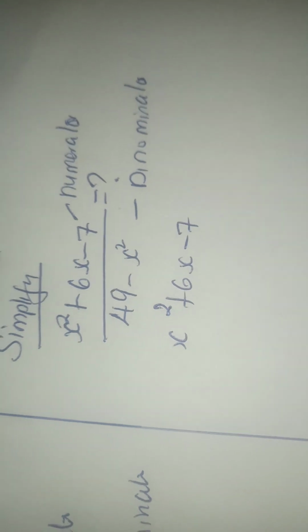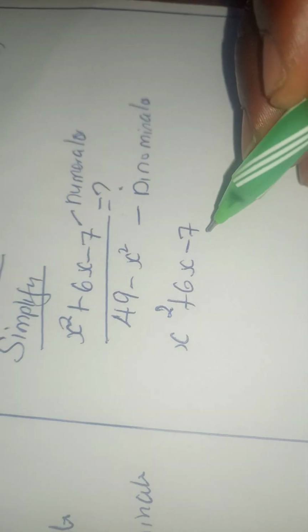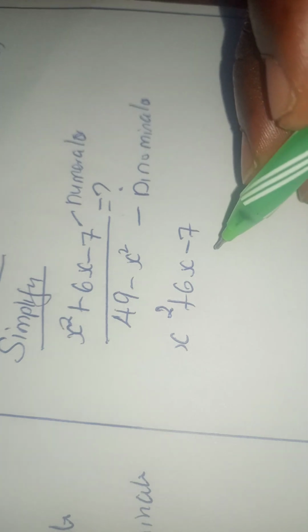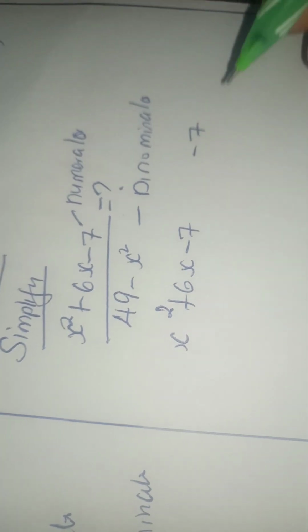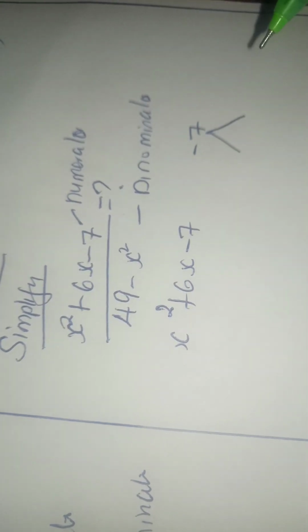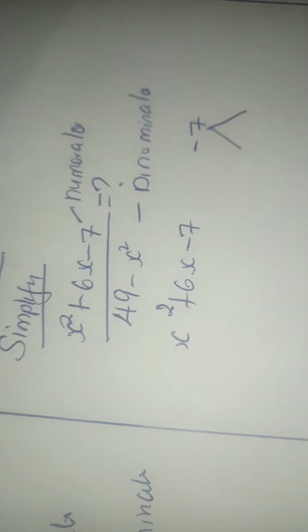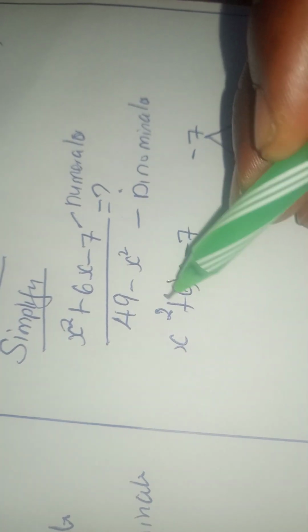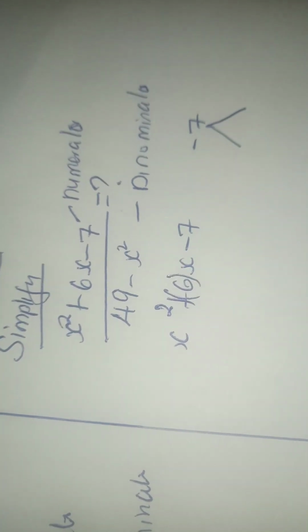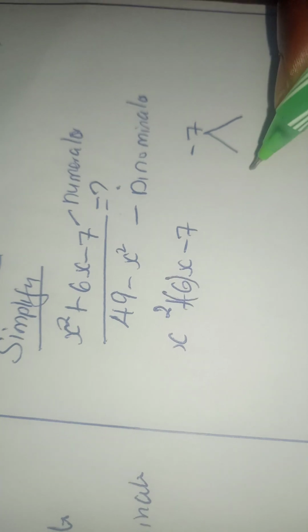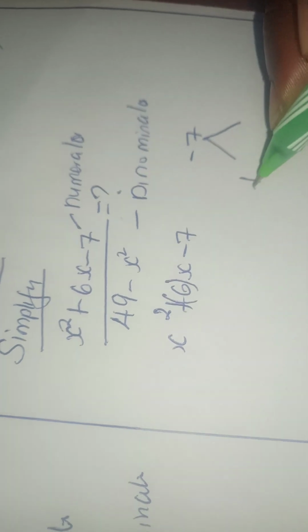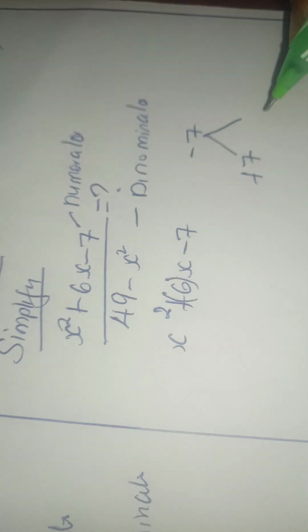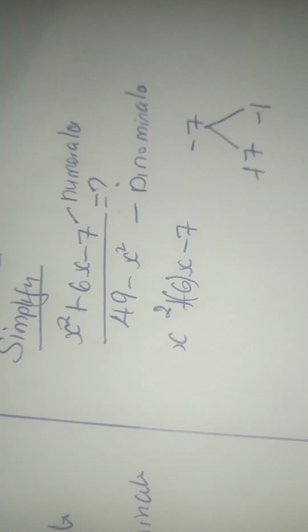Just use what we call the factor method, and we use this whole number, which is -7. Ask yourself, which two numbers can I multiply and get -7? And the same numbers, when I add, I should get 6. So you have to think critically. In this scenario, let's think of +7 and -1.